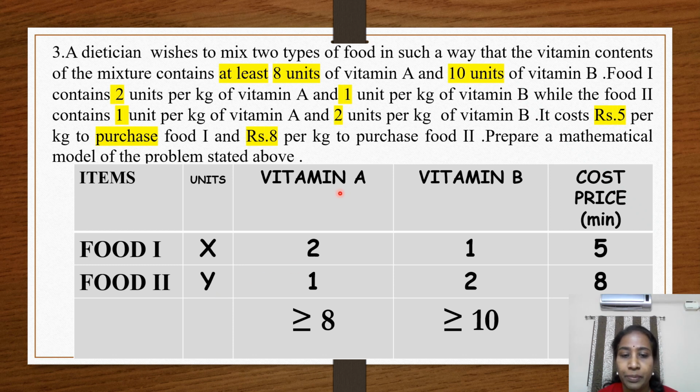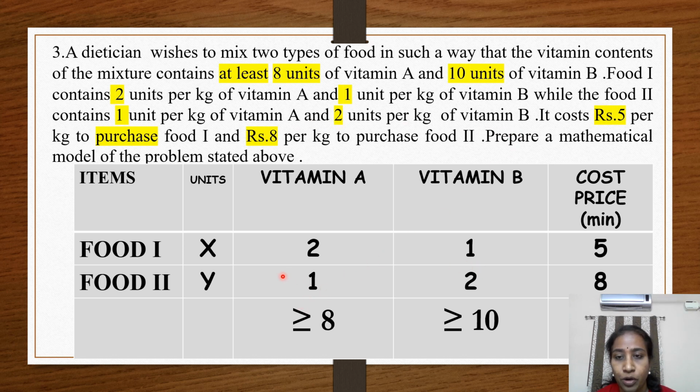And then the vitamin A and vitamin B. It is given that food 1 contains 2 units of vitamin A and 1 unit of vitamin B. So I write 2 and 1. And it is also given that food 2 contains 1 unit of vitamin A and 2 units of vitamin B. So I write 1 and 2 here.